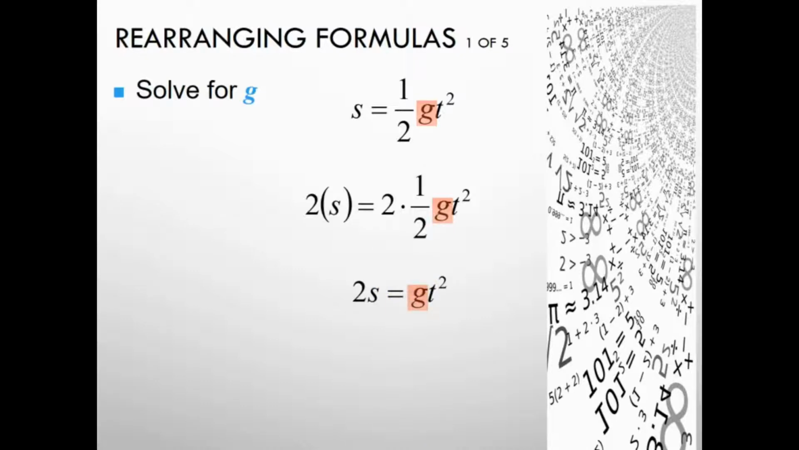Now the only thing that's happening to g is a multiplication by t squared, so we'll divide both sides by t squared, giving us the final solution of g equal to the quantity 2s over t squared.